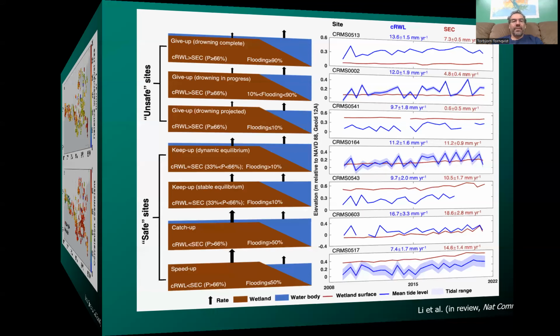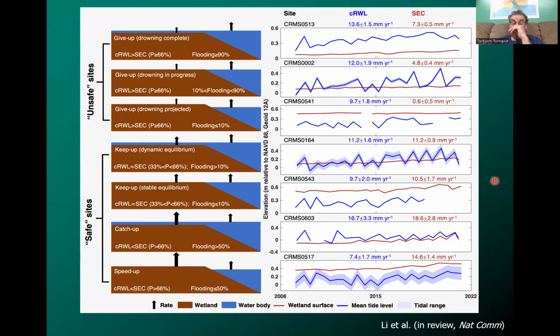So basically, the next step of this analysis was to compare surface elevation change at all these CRIM sites with local relative water level rise. And what you see here are just examples of individual records. So blue shows the relative water level rise at that site. And in brown, you see the long-term trend of surface elevation change. And as you might expect, there is quite some variation, right?